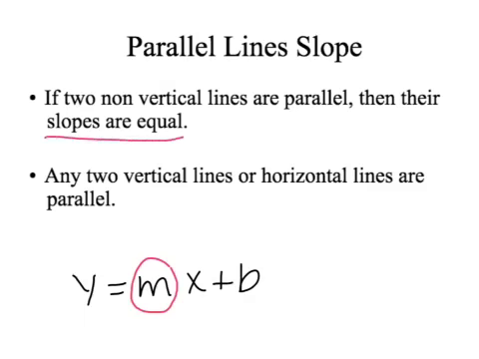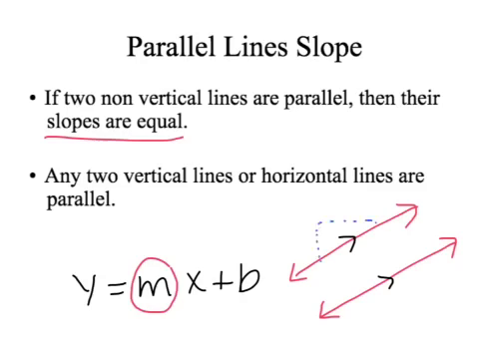Any two vertical lines or two horizontal lines are parallel. So all vertical lines are parallel to each other and all horizontal lines are parallel to each other. Any other time that we have two lines, these two lines, I'm going to say that they're parallel. If these two lines are parallel, then they would have the exact same slope, which kind of makes sense because slope is rise over run. So you would rise and then run, rise and then run, and you're going to rise and run the same distance on both lines. So that makes sense.